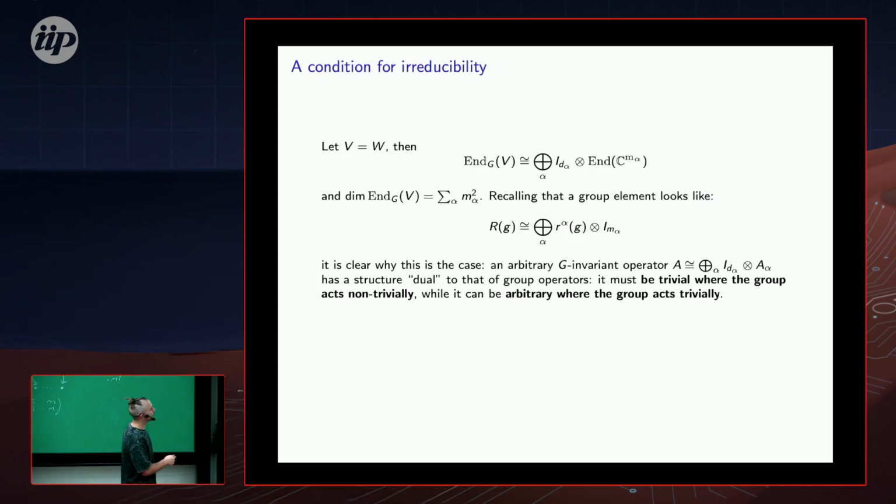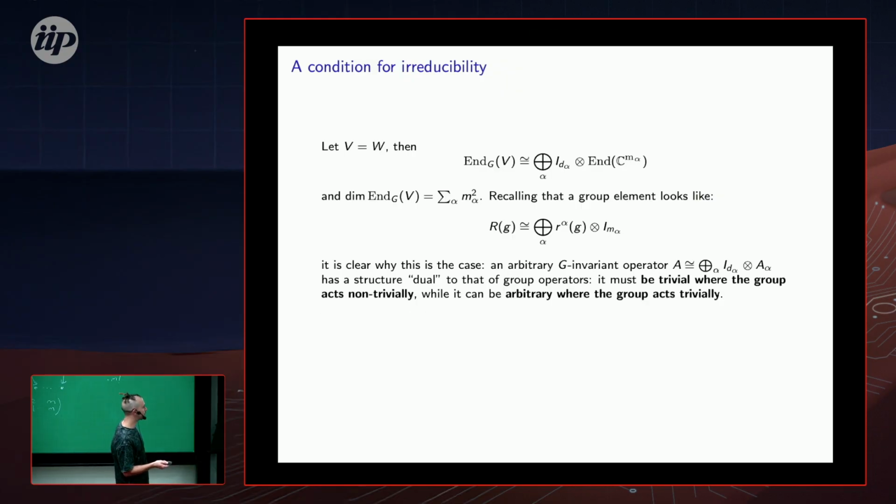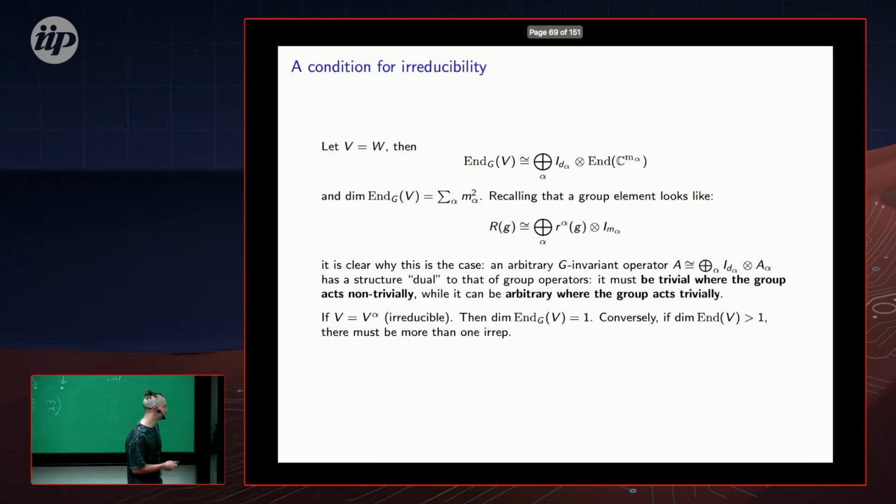This is what we get. Again, we get a direct sum over possible irreps alpha, and we get identity where the group was acting, and we get arbitrary stuff in the multiplicity space. If you recall, a group element just looks like a certain irrep repeated a number of times. The things that commute with the group look like identity where the group was acting and arbitrary stuff in the second register, essentially. A commuting operator must be trivial where the group acts non-trivially and arbitrary where the group acts trivially.